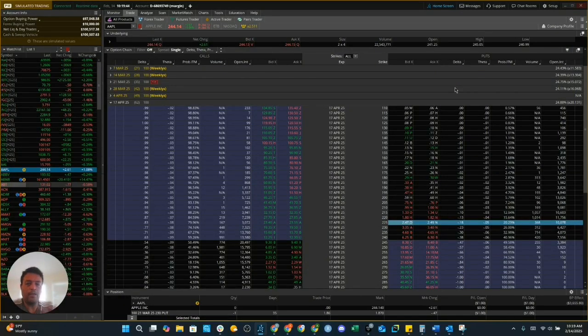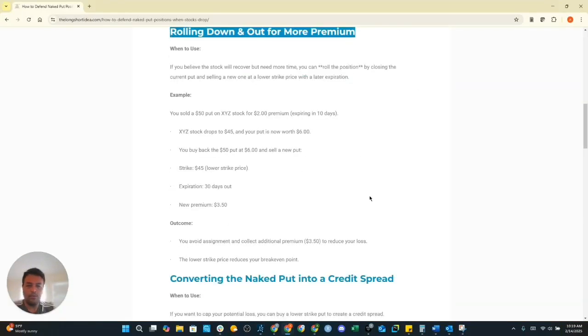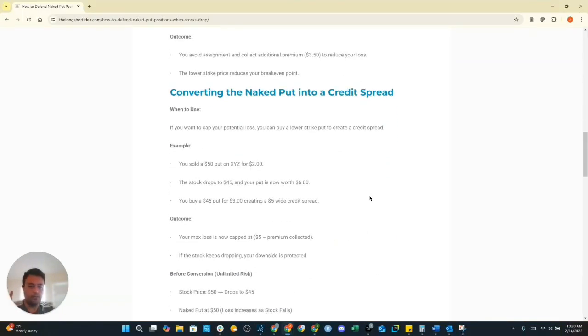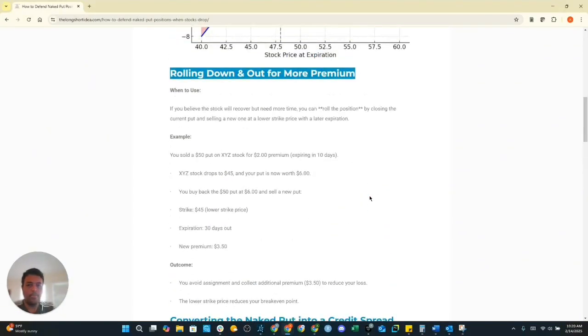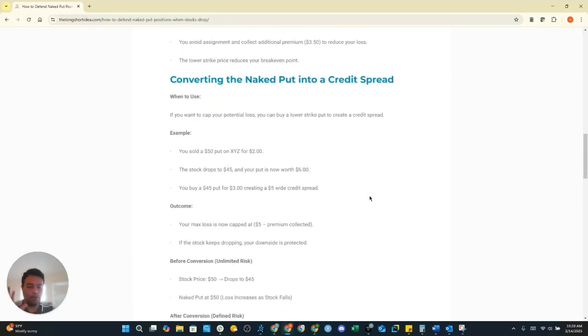If that goes bad, I would say convert it into a spread. Always convert these things into a spread if it doesn't go your way. And then you can also move the spread out as well. You can take the spread out, keep moving the spread out to other expiration cycles. This is one way of doing it. I've shown you two ways: converting into a spread and then rolling down and out for more premium. You will collect more premium.